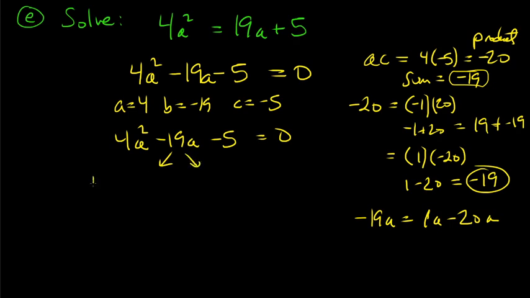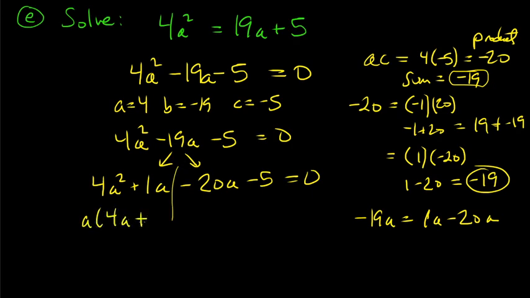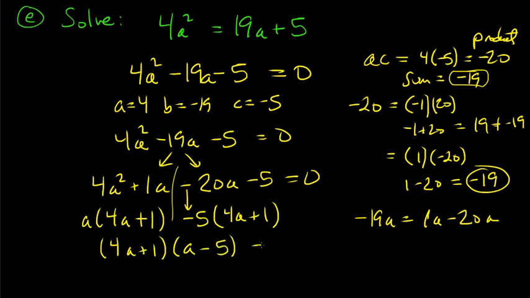So split that up as 1a minus 20a. And now factor by grouping. So take out the a, left with 4a plus 1. For the last two terms here, we can factor out, looks like the GCF is negative 5. Right? Again, keep the negative, and you're left with 4a plus 1. So you factor out the 4a plus 1, and you're left with a minus 5. Okay, so that's the factoring part.